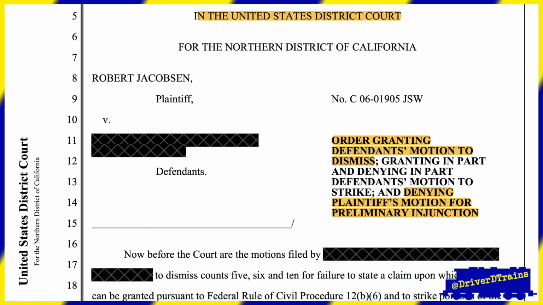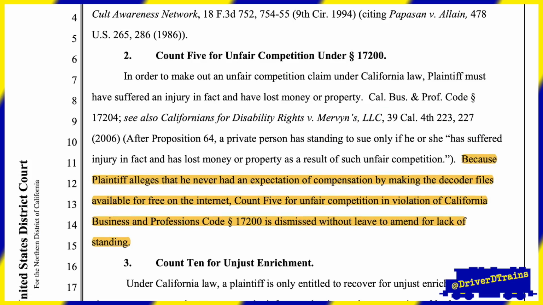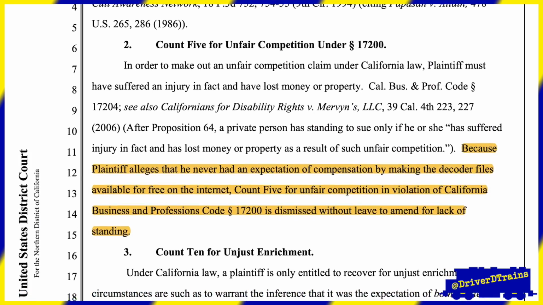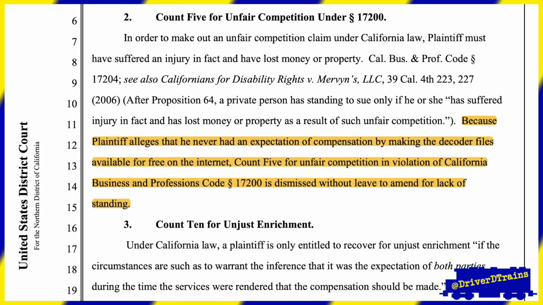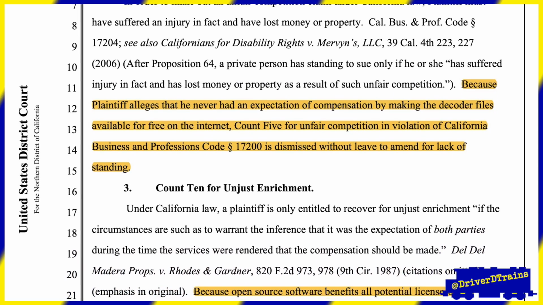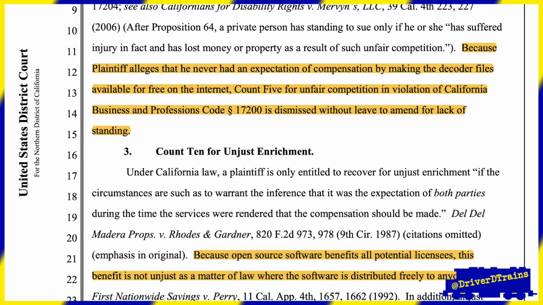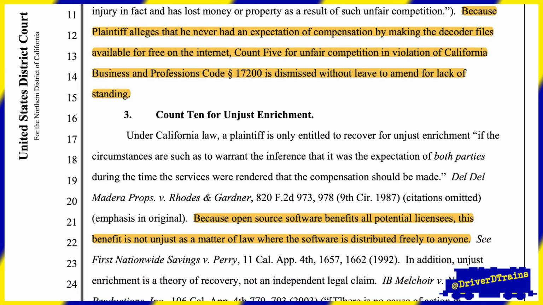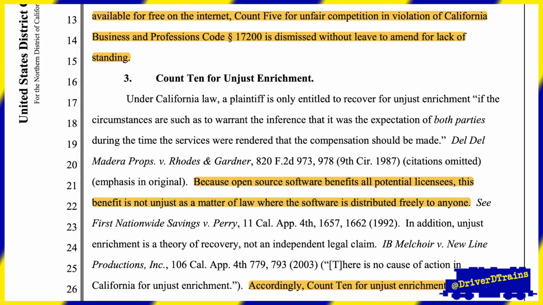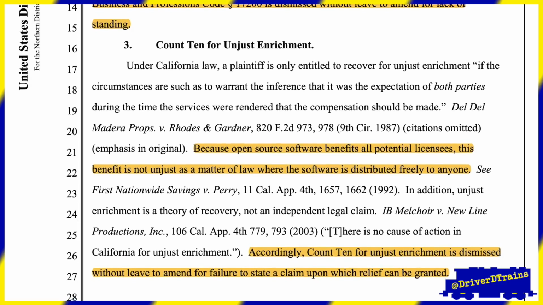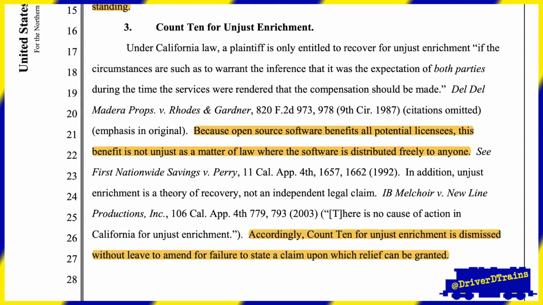Unmoved by these claims, in August 2007, the federal district judge ruled that because Bob never had an expectation of compensation by making JMRI available for free on the internet, Bob could not sue for unfair competition. And because open source software benefits all potential licensees, Bob could not sue for unjust enrichment.